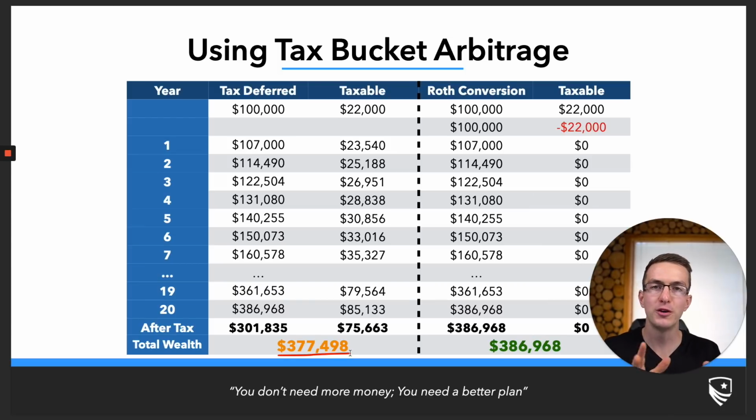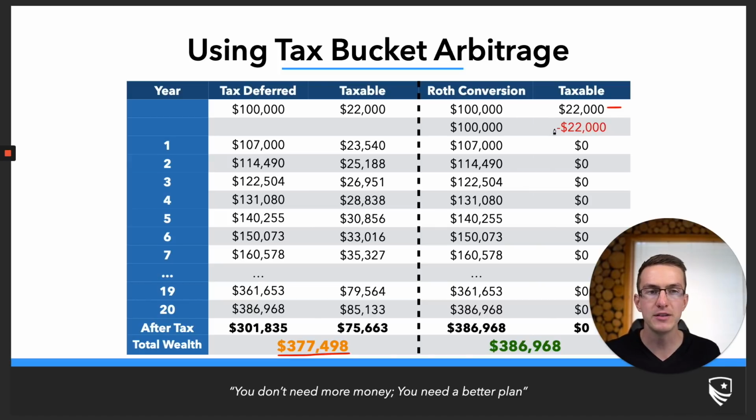But now when we flip over to the right-hand side of this table, we're making a big change. Rather than paying the Roth conversion taxes out of the conversion, we're paying the Roth conversion taxes out of our taxable account. And so our original taxable account had $22,000. We're going to owe $22,000 in taxes from this Roth conversion.